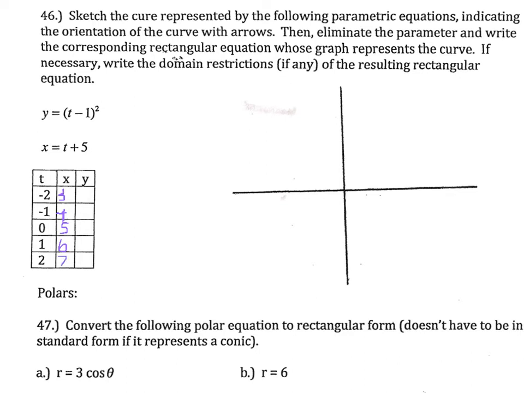Now we're going to take those same t values and plug them in for y. So if I plug in a -2, I have -3 squared, which is 9. If I plug in a -1, I have -2 squared, which is 4. If I plug in a 0, I have -1 squared, which is 1. If I plug in a 1, I have 0 squared, which is 0. And if I plug in a 2, I have 1 squared, which is 1.